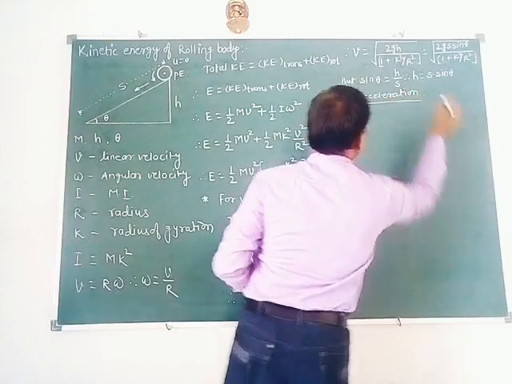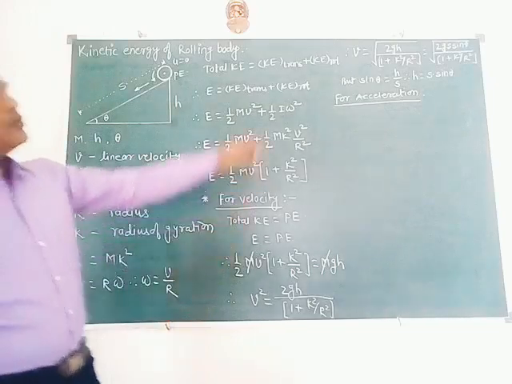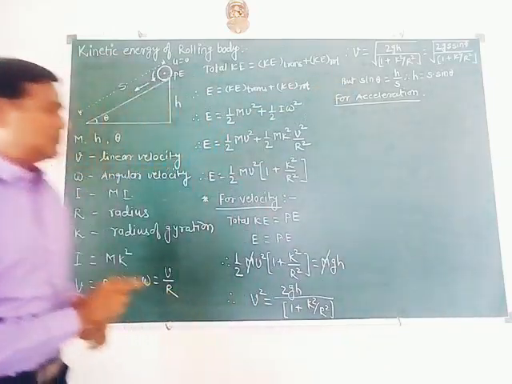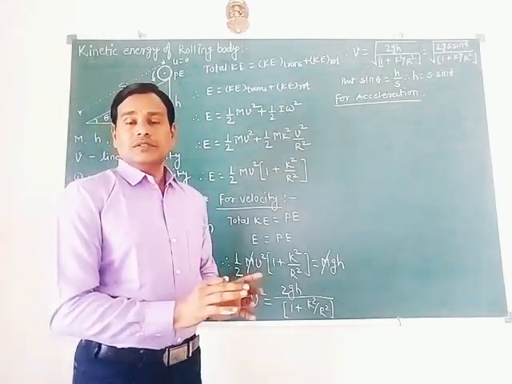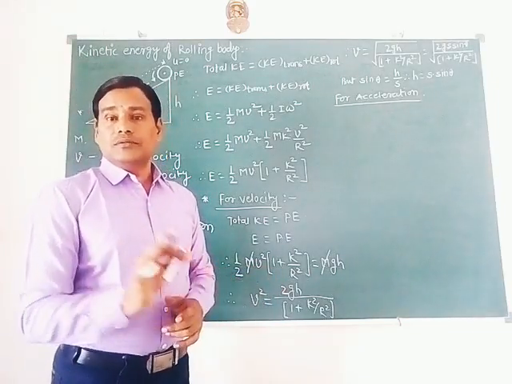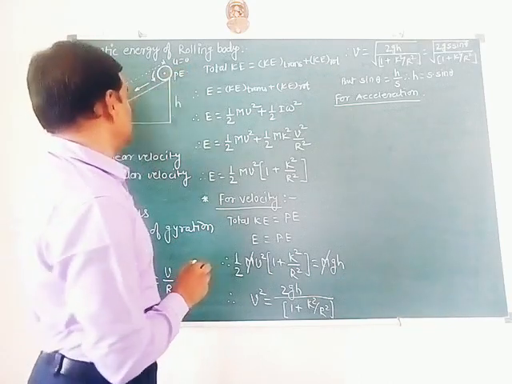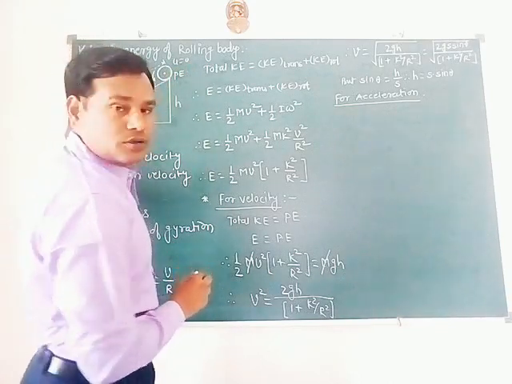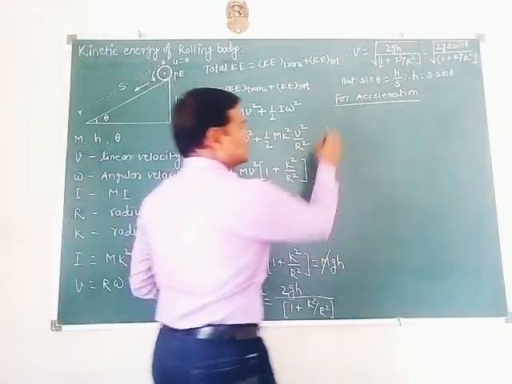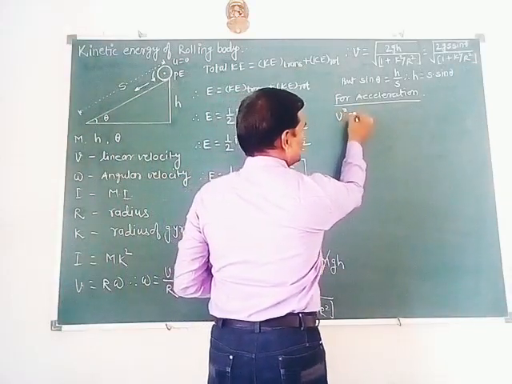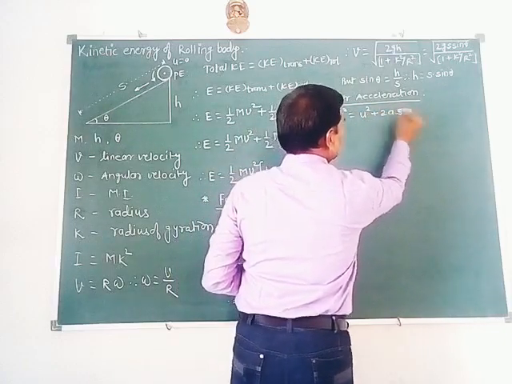For acceleration. Here it was for velocity. Now we have to obtain the relation for acceleration. Here we have to apply the kinematical equation number 3. So the starting velocity is 0, it covers some path, and its final velocity becomes like this. So using the third kinematical equation, it is v square equal to u square plus 2as.